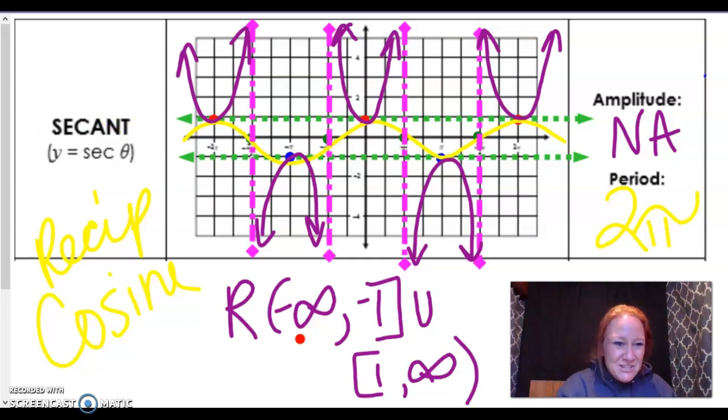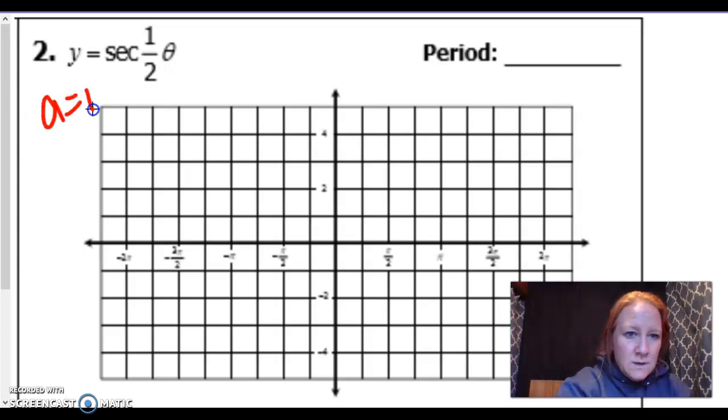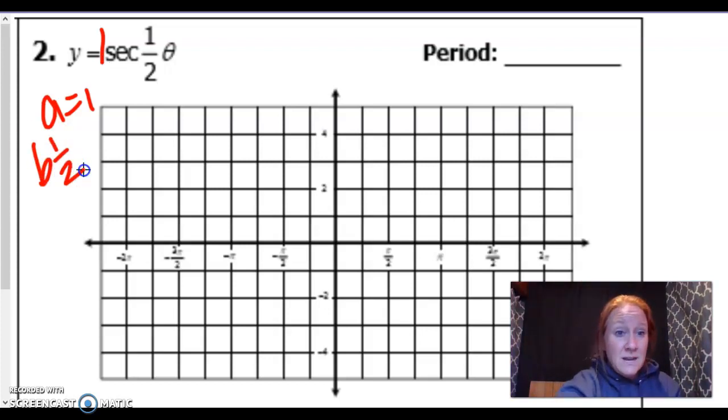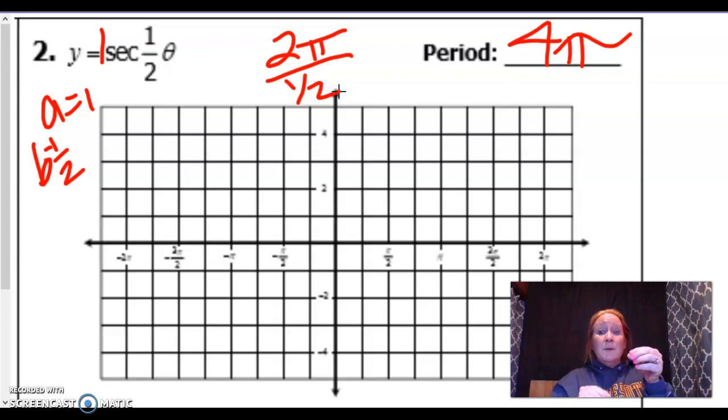Okay, so let's try secant of 1/2 theta. If it's helpful, I'm going to say a is 1, that number up front, so it's not getting any taller or shorter. But that 1/2 is your b, 1/2. So that means the period is now going to be 4 pi. If you're wondering how come, it's because the mother function was 2 pi, and then I divided by that 1/2. Well, 2 divided by 1/2 makes 4. That would happen 4 times, so 4 pi's.